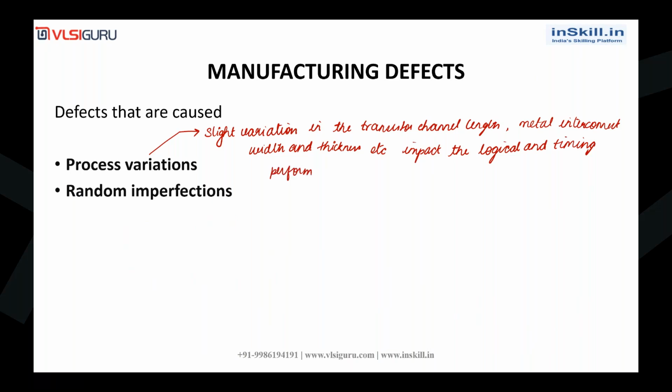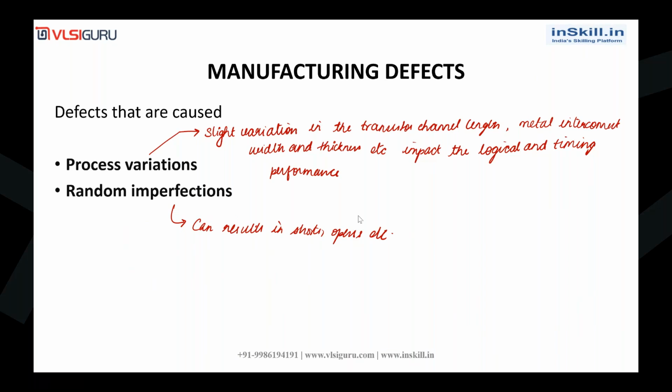Okay. And then random imperfections can result in unintentional shorts, unintentional opens, etc. So, defects are caused due to process variation and random imperfections. Process variation means slight variation in the transistor channel length, metal interconnect width and thickness, all those things. It can impact the logical and timing performance. Random imperfections can result in shorts, opens, all those things.